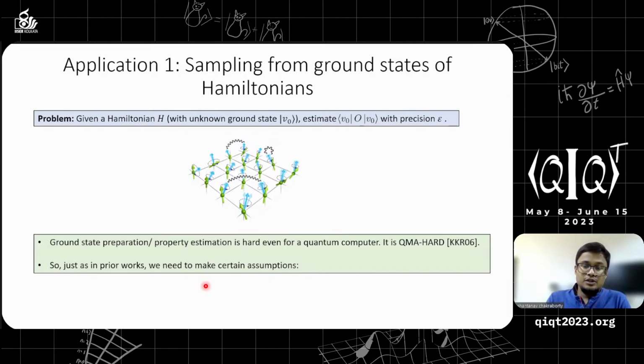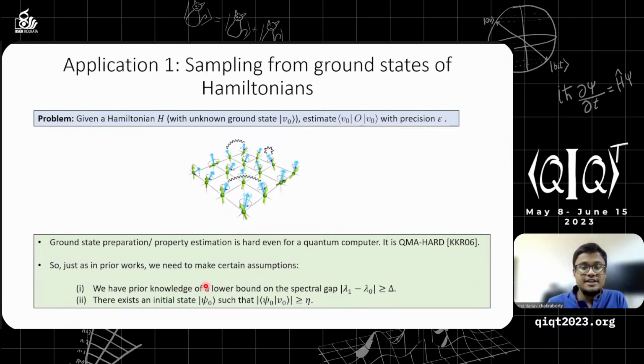Okay, so first let us come to ground state property estimation. This is a very hard problem, complexity theoretically hard, even for a quantum computer. The generic problem is actually pretty hard. So the trick is that generally quantum algorithms for this problem take certain assumptions. So what are these assumptions? Well, the first assumption is that you have a good knowledge of the spectral gap. This is the gap between the first excited state and the ground state. Let us denote it by delta. And you could prepare an initial state that has a reasonable overlap with the ground state.